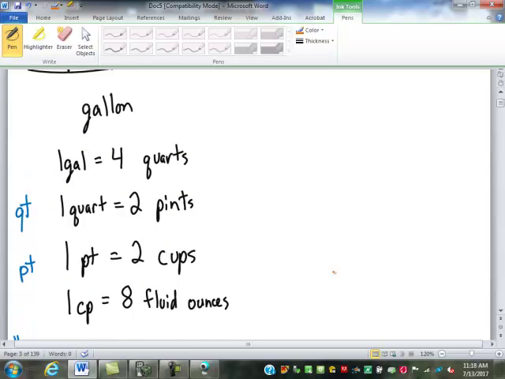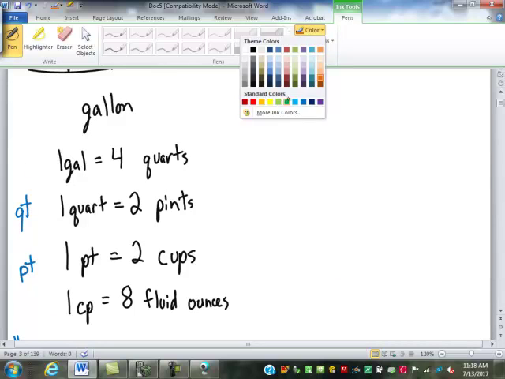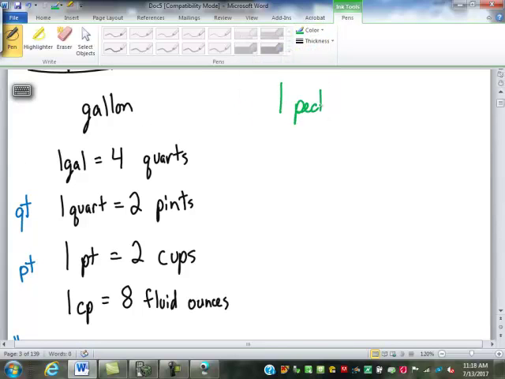There are other units of capacity larger than a gallon. 1 peck. Anybody know what 1 peck is? 2 gallons. You ever hear the Peter Piper picked a peck of pickled peppers? Where you see a peck mostly anymore, most produce was measured in pecks, bought and sold in pecks. If you go to a strawberry patch, they'll have the 1 peck and 2 peck crates of strawberries. That's what you'll buy it in. No, you don't have to have that. 1 bushel was 8 gallons or 4 pecks.